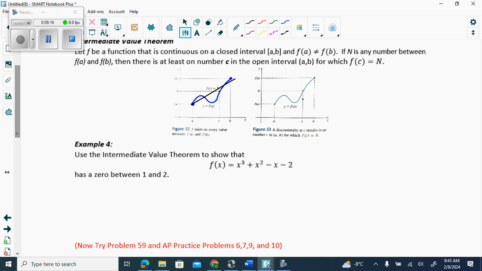Okay? So we have to first find our endpoints. So we find f of 1. And we get 1 cubed plus 1 squared minus 1 minus 2, and that gets us negative 1. Then I fill in f of 2.